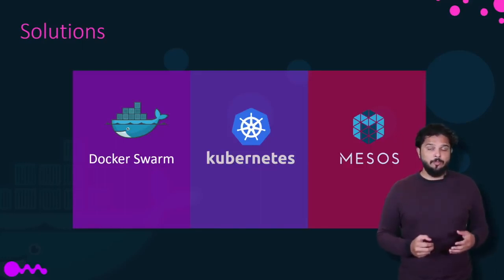Kubernetes is now supported on all public cloud service providers like GCP, Azure, and AWS, and the Kubernetes project is one of the top-ranked projects on GitHub. In the upcoming lectures, we will take a quick look at Docker Swarm and Kubernetes.